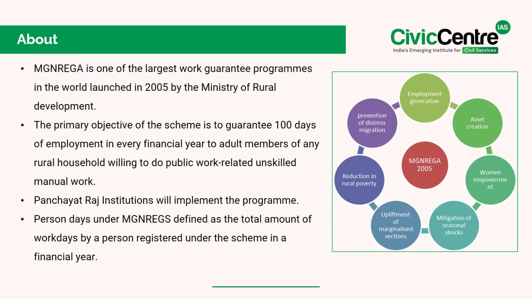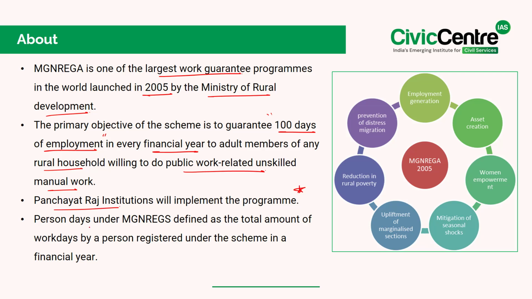See, this MGNREGA is one of the largest work guarantee programs in the world, launched in 2005 by the Ministry of Rural Development. Significantly, the primary objective of the scheme is to guarantee 100 days of employment in every financial year to adult members of any rural household willing to do public work related unskilled manual work. Then the Panchayati Raj institutions will implement the program.